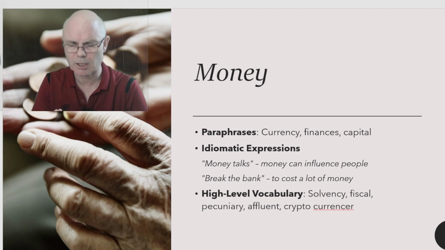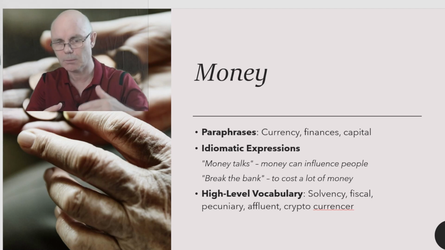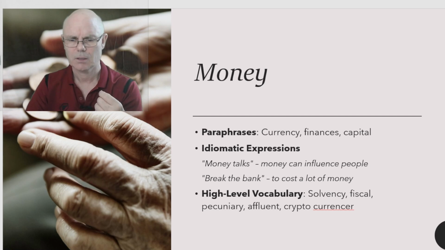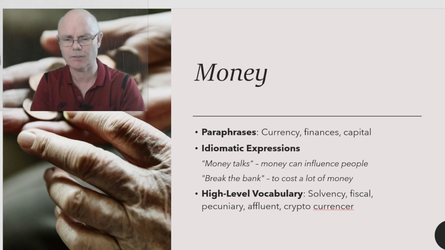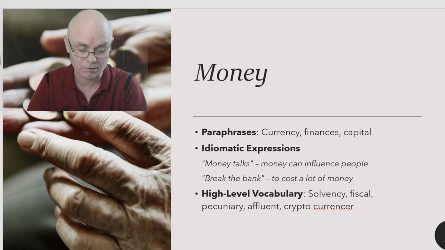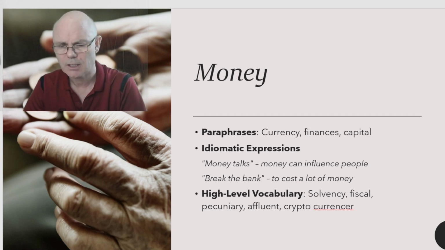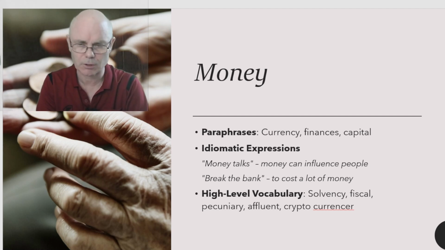Fiscal, to do with money, especially spending. So the government has a fiscal budget, that's like the money they're going to spend or earn. Pecuniary, like a pecuniary advantage, that's a financial advantage or a money advantage. When you go and work for a company, you get a pecuniary advantage of working there. If you go and work for charity, then you don't. If someone's affluent, that means they have a lot of money.